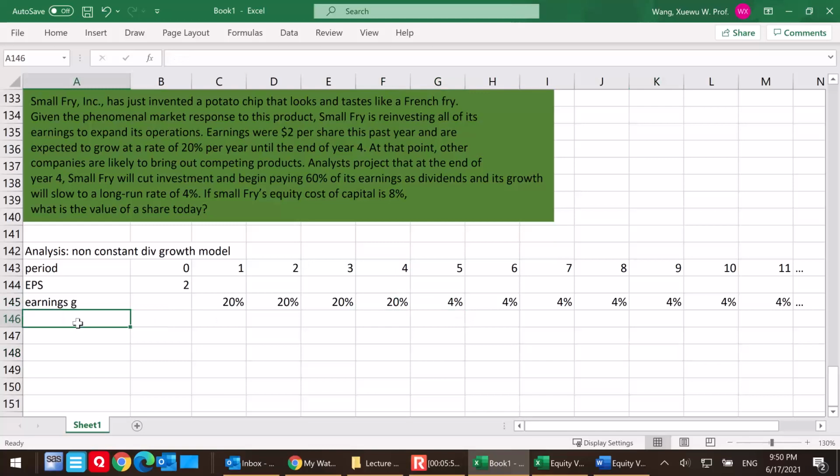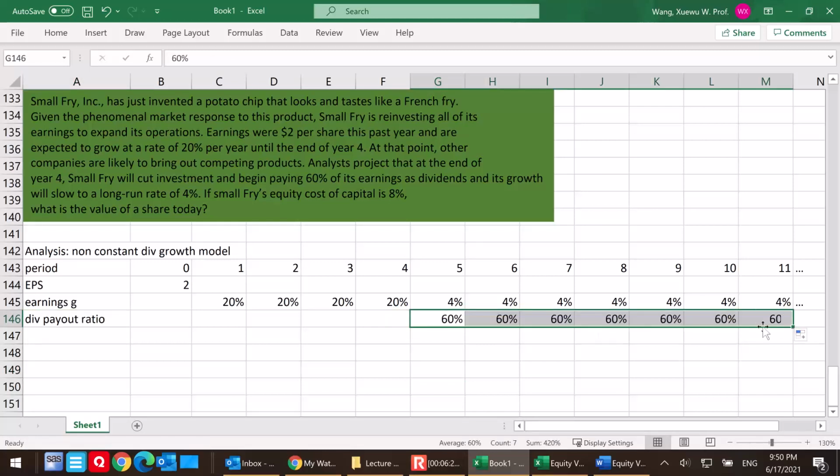All right, and if that's the case, so now we know the company is not paying any dividends at all in the first couple of years, and then starting from year 5, it's going to pay dividends. All right, so the dividend payout ratio, starting from year 5, is going to be 60% of the earnings. In other words, the retention ratio is actually 40%.